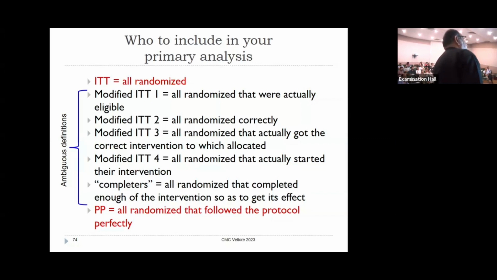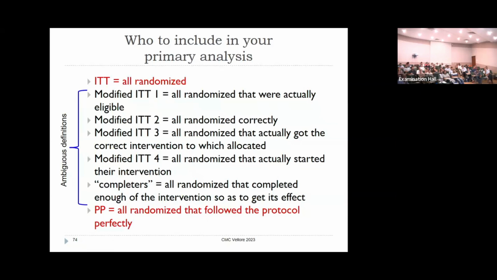So there is modified ITT where all randomized that were actually eligible. Oh, there were like 28 people that should not have been randomized. But because the lab result did not come on time, we had randomized them, and therefore we don't want to include them. Or all randomized correctly. Oh yeah, we made a mistake, and these two people should have gone here, but they picked up the wrong envelope, they opened the wrong thing. Somebody did something wrong. These people went there. They should have gone here. So sorry, let's do that.